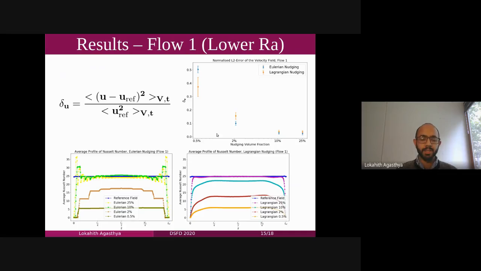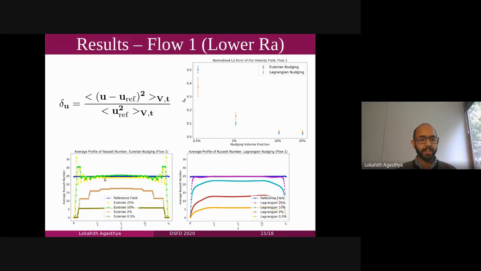Here we look at the reconstruction, that is the L squared error of the velocity field, which is what we really want to look at, because we haven't taken any data from the velocity field. But we can see that we have a really good reconstruction, with less than 10% errors for both the 10% and the 25% cases in the Lagrangian and the Eulerian regimes.